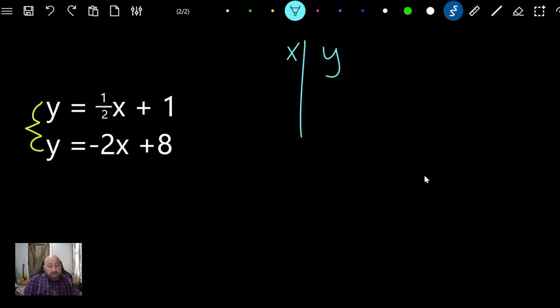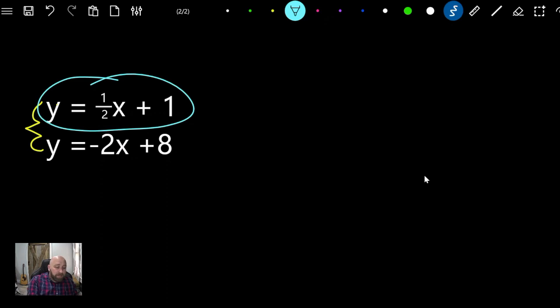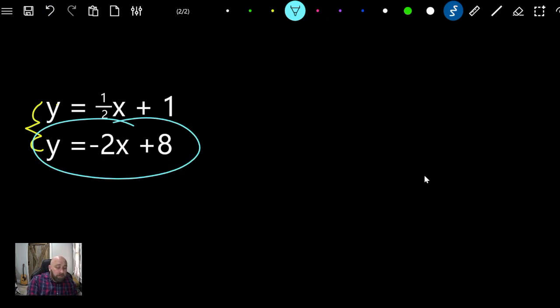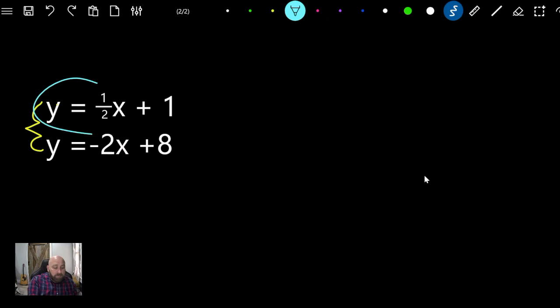Like this. Here's what I'm going to do. I'm going to graph one of them from y-intercept, and I'm going to graph the other one from the x and the y chart. So let's go ahead and do the first one. Let's get that graphed.